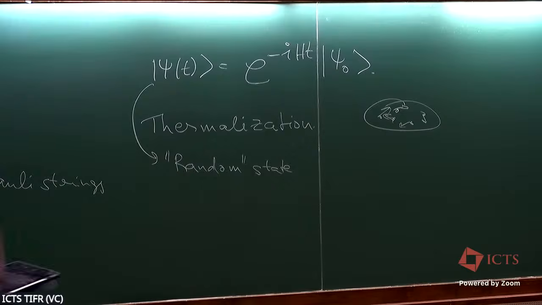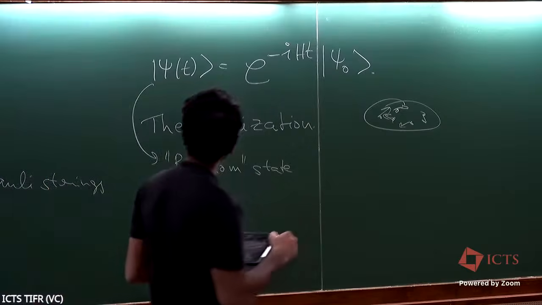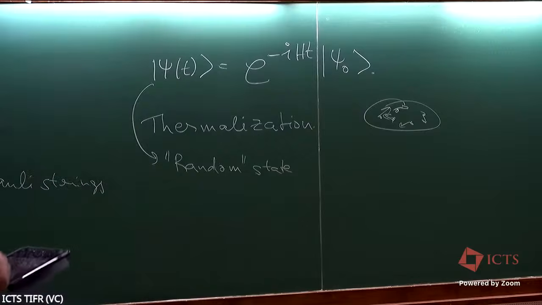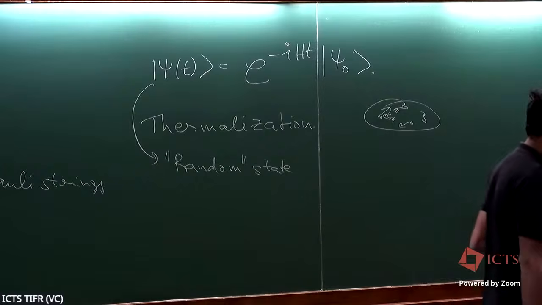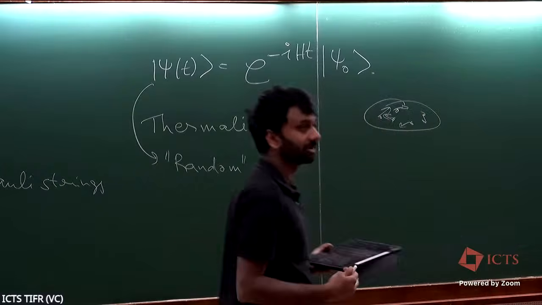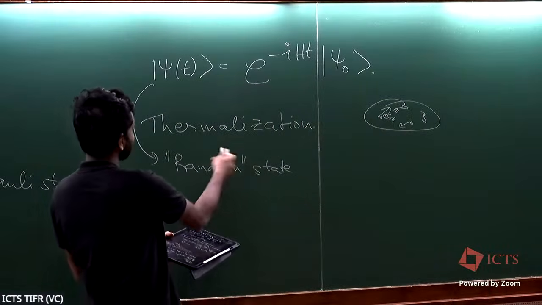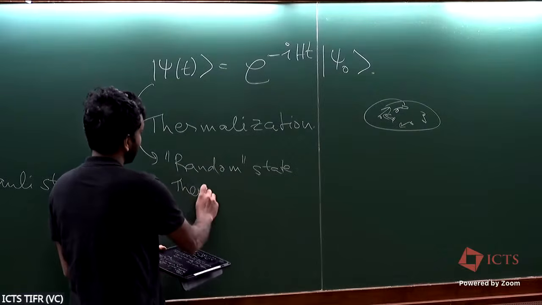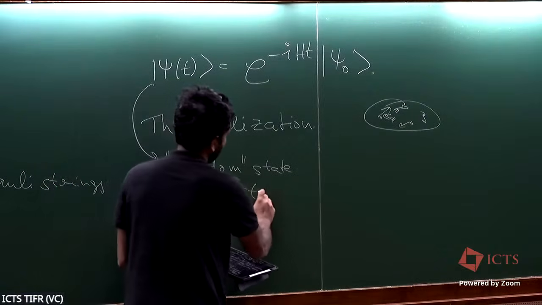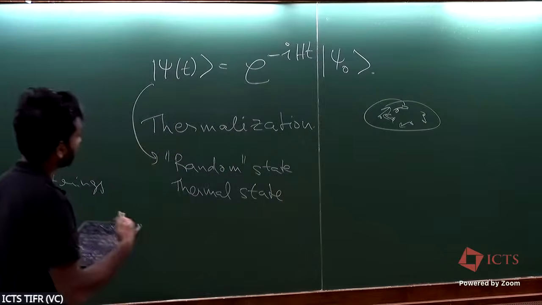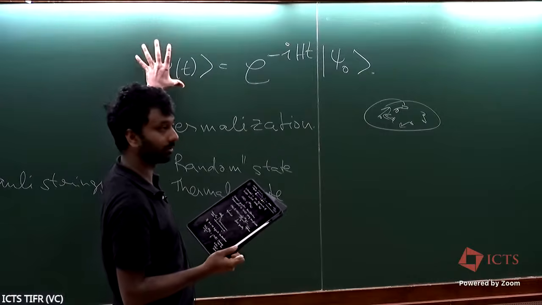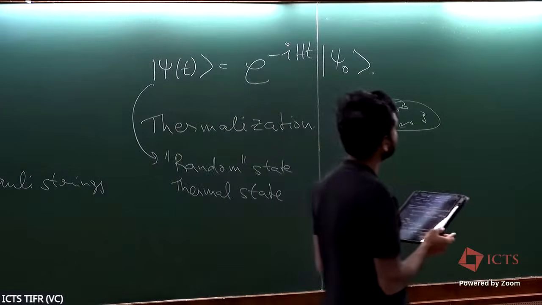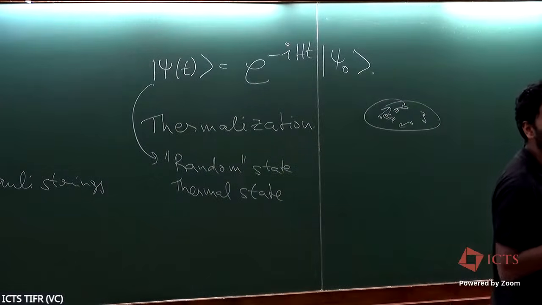Okay, but then there is also this notion that for this random state, all of your theories of thermodynamics should apply at late times. This random state is also called the thermal state. And there is some idea that thermodynamics should apply to this late time state. So what does that exactly mean? Also, if you have any questions at any point, just stop me.